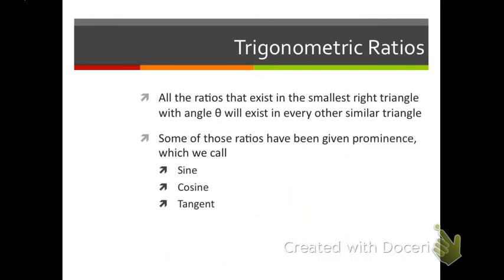So if all of the triangles are similar, all of their side lengths are in proportion. All of the ratios that exist in the smallest possible triangle I can make with angle theta will exist in every other similar triangle. There's a bunch of ratios that we could write, but we have some common ones which we call sine, cosine, and tangent, and then we have their reciprocals.